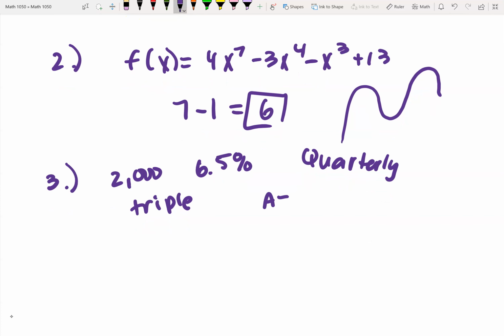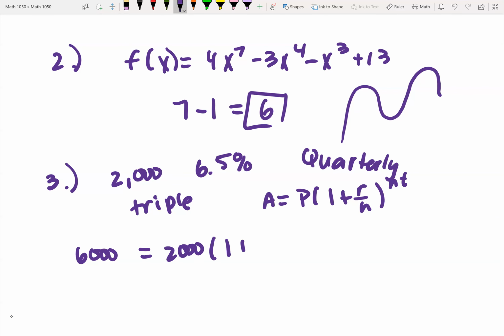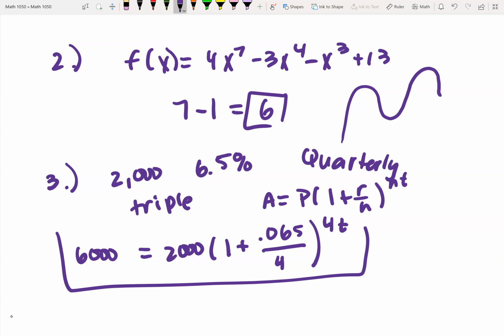So your formula is A equals P, 1 plus r divided by n, raised to the nt. You have to have that formula memorized. So if you start with 2,000 and it triples, now you're at 6,000. And it's 1 plus the rate, which is 0.065. Compounded quarterly, n is 4. Raised to the 4t, and t is what you're looking for, and you leave it alone, okay?